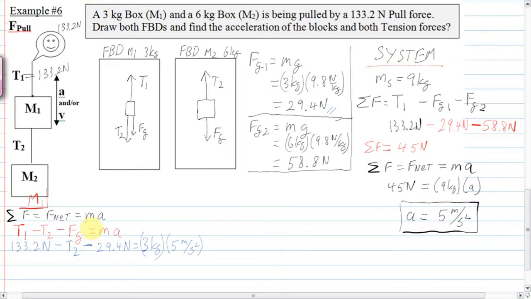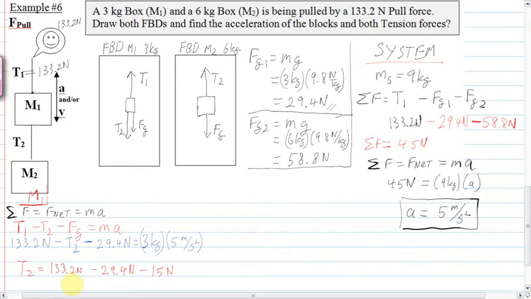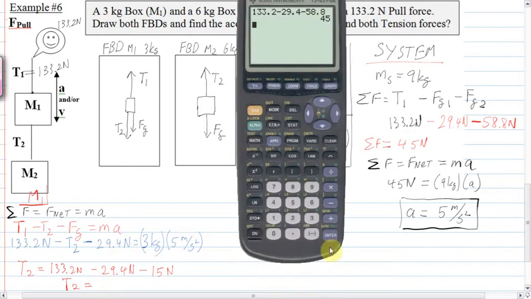So let's solve for T2. T2 is going to equal 133.2 newtons, subtract the 29.4, and subtract the 15 kilogram meters per second squared, which is also a newton. So what's T2? Pull up Mr. Calculator. 133.2 minus 29.4 minus 15, 88.8.